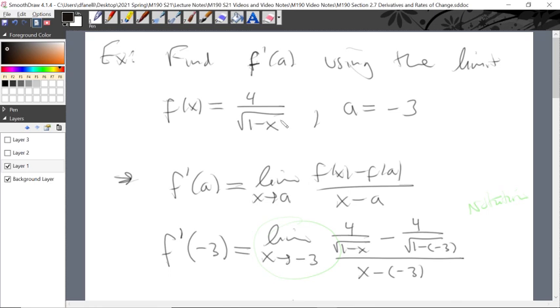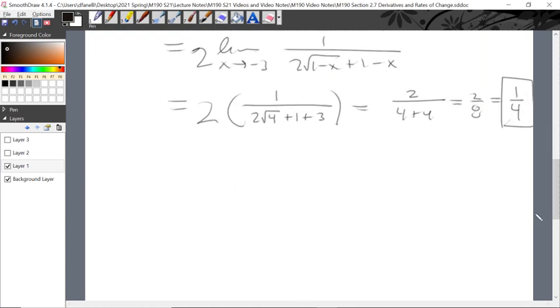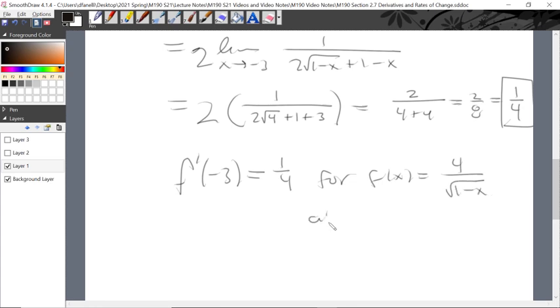So what did we find? We found f prime of a using the limit definition, right? For this function, 4 over root 1 minus x, where a is equal to -3. Okay, so we found that f prime of -3 is equal to 1/4. And that's for the function f of x equals 4 over root 1 minus x, where a was equal to -3.